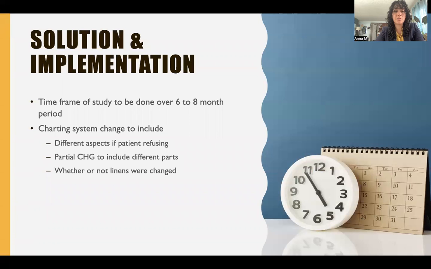Solution and implementation. So this study would be done over a 6 to 8 month period. This would include changes in charting systems so that it would include the reasons for partial bed bath, and reasons for what arms, limbs, and body parts were actually done in the partial CHG. Were they able to change the entire linen sheets and gowns with the patient? Why or why not? So charting to include body parts, linen changes, and education for the patient with refusals.